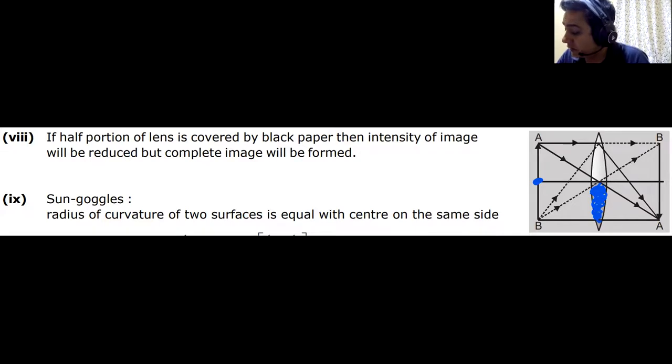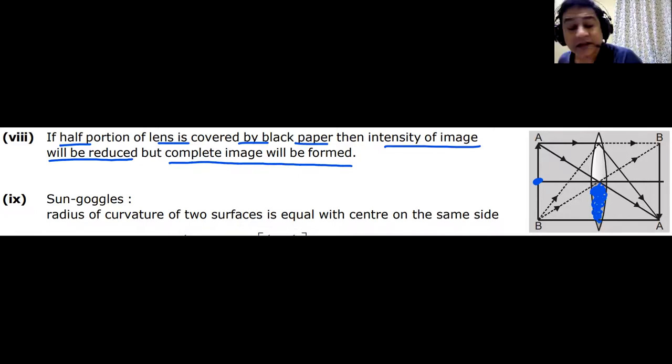Remember, even if you cover half of the lens with black paper, so no refraction takes place, intensity will be reduced because the aperture has reduced. Intensity will be reduced, but the complete image may be formed. Complete image will be formed. They can give you 4 options like this. Half image is formed, intensity is full. Full image is formed, intensity is half. Half image is formed and full intensity. Half image with half intensity, full image with full intensity. So out of those 4 options, which will be the correct option? Full image with less intensity. Do we understand this? This is how questions are framed and this is how you use what you know to solve the questions. Can I have a response that you understand this?